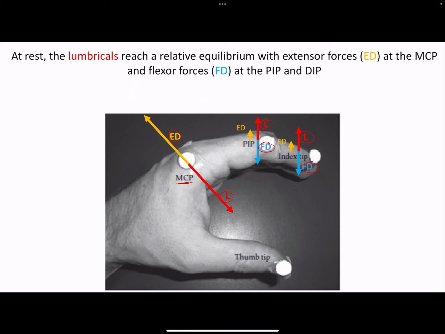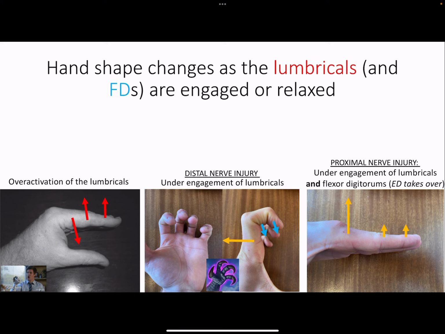All right, so let's say that this picture here shows a relative balance, a nice equilibrium between all of these forces, and this is a normal resting hand position. So how does this shape change? Remember that if you activate the lumbricals, you get this kind of sock puppet look here. Some people think of L for lumbricals, but this is flexed, this is extended.